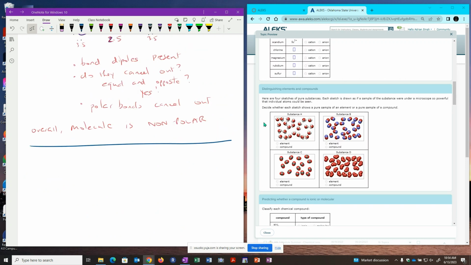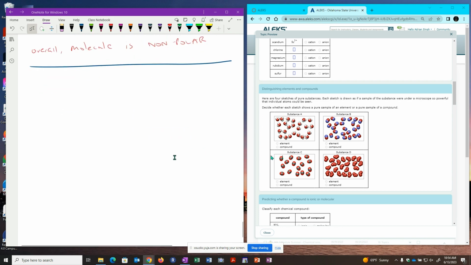All right, and just to backtrack a little bit now on the matter elements versus compounds. Part of this week's topics. So in this question, you had to decide whether the sketches represent examples of a pure element or a compound. Okay, so just to talk about the differences here, an element, we have only one type of atom, okay, present in the sample.